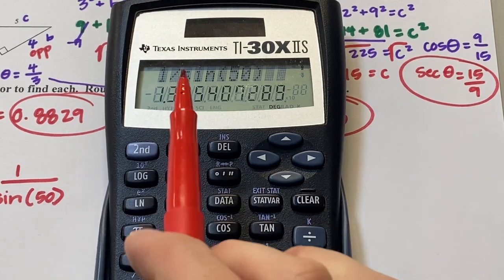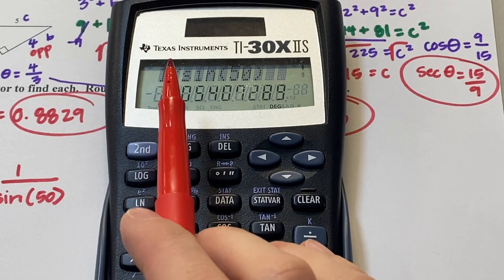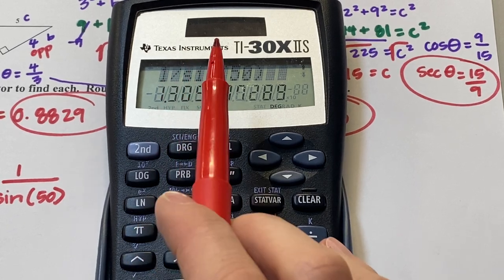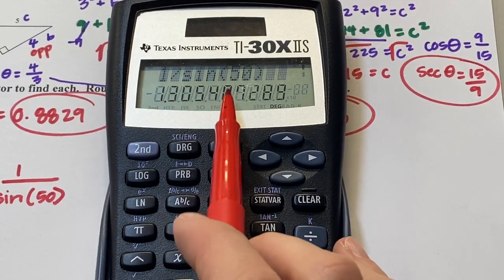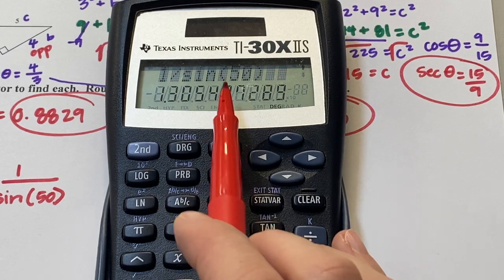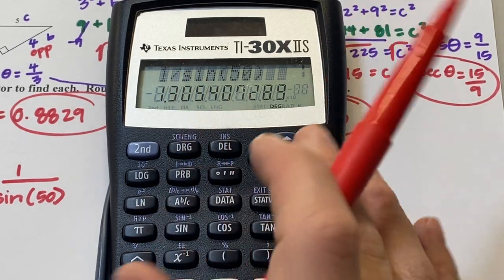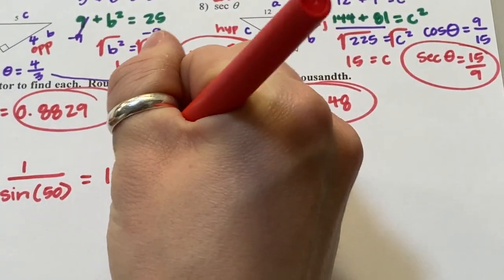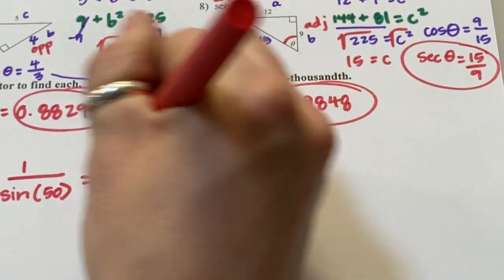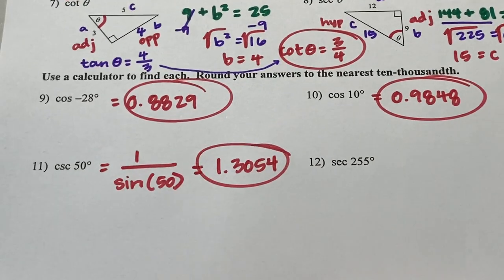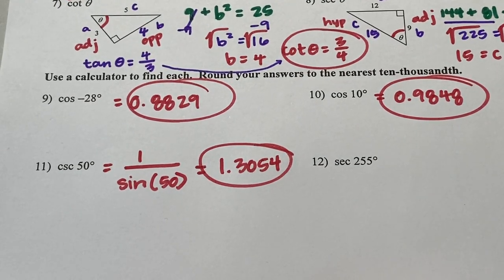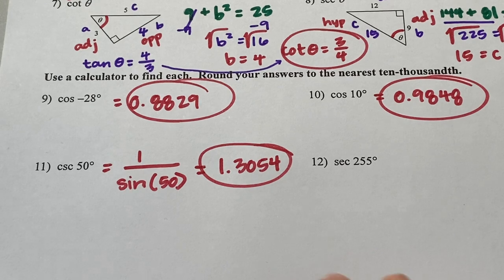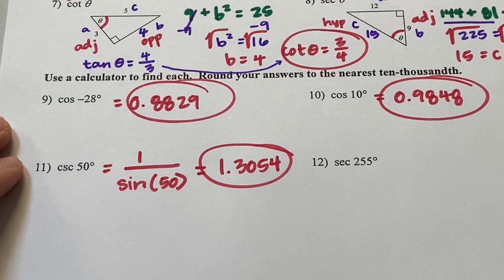Again, 4 decimal places. So after my decimal, 1, 2, 3, 4, is the 4 going to be bumped up or kept a 4? Kept a 4. So 1.3054. Okay, again, that's the only one where you can't just punch it into the calculator. I have to do the little trick, 1 over.